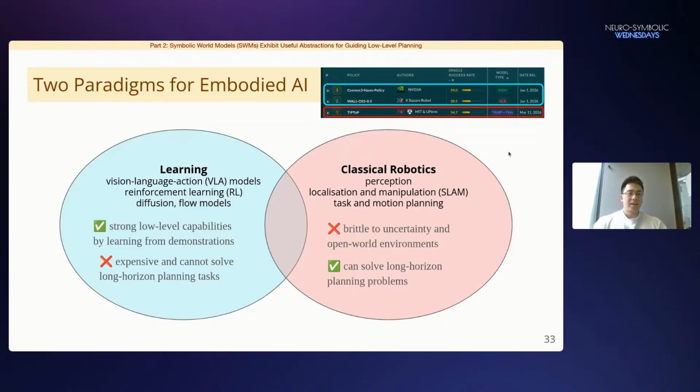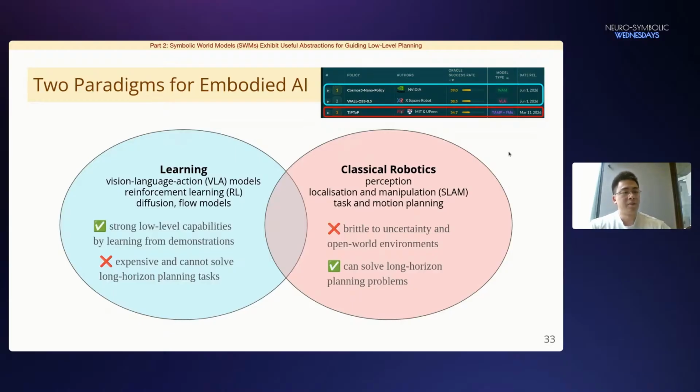On the right-hand side, however, we have more classical robotics algorithms. We have some combination of perception, localization, and manipulation, and then some task and motion planning. Generally these classical robotics algorithms are complementary to learning approaches. They can solve long-horizon planning problems quite well, but they're generally quite brittle to uncertainty and open-world environments due to reliance on perception and learned models, or using models to plan.